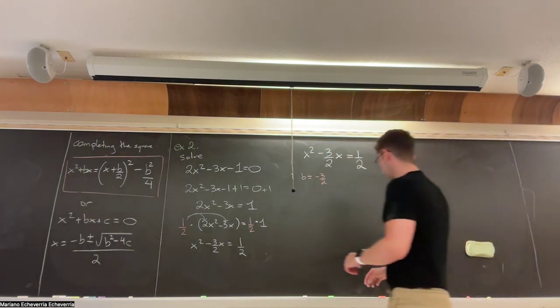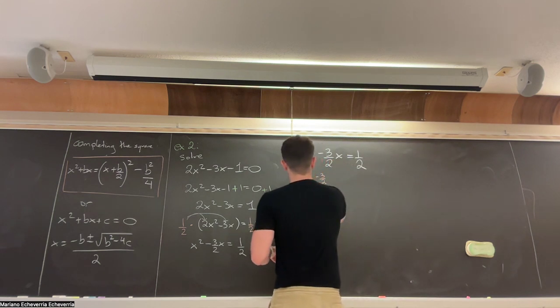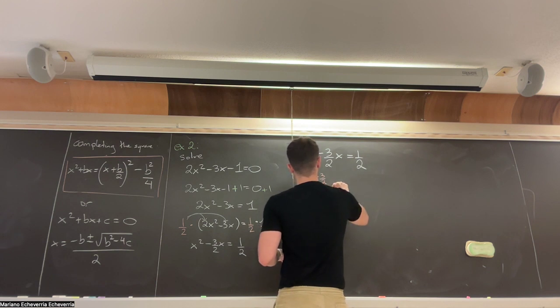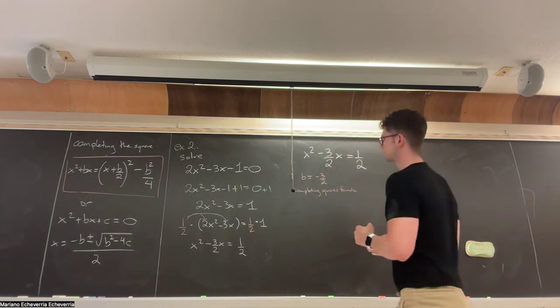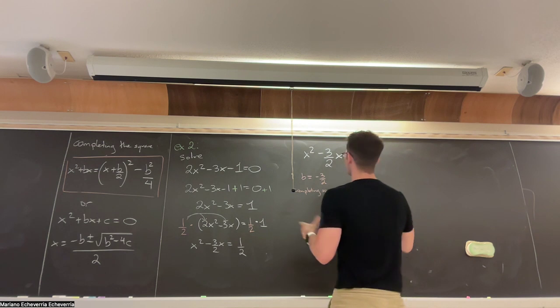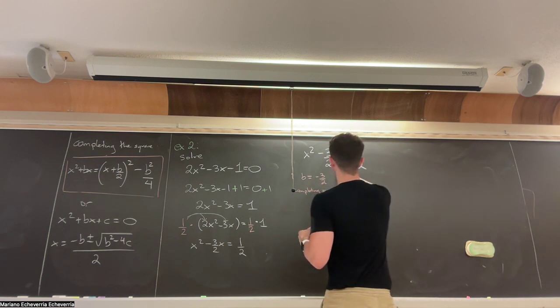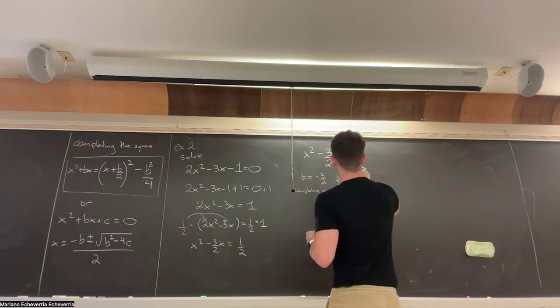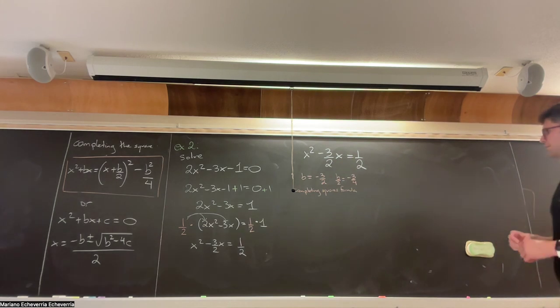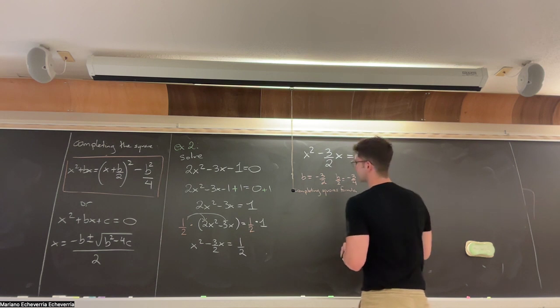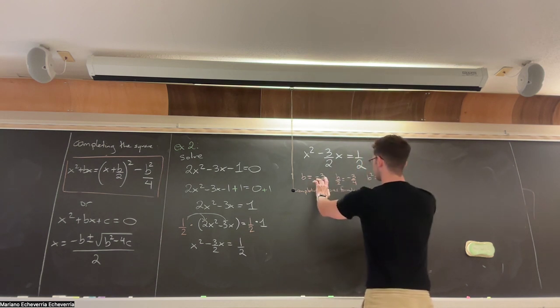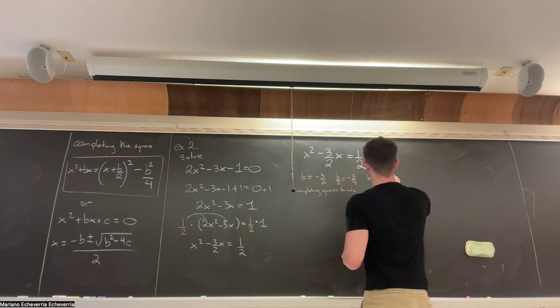So if you use the completing the square formula, well, if b is that, we can work it out here. What is b over 2? That's -3/4, right? -3/4. And what is b squared? The square doesn't care about the negative sign, so you just get 9/4.